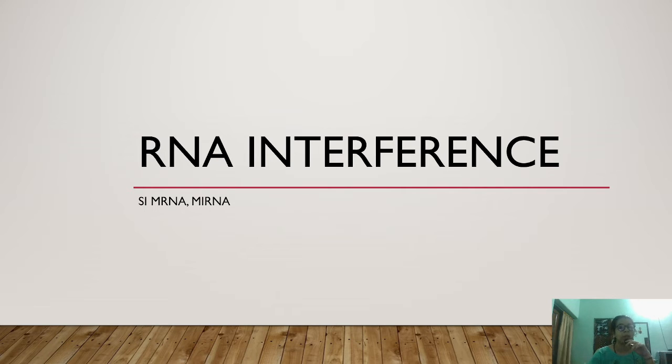You can say that if there is any defective gene in our body, in order to prevent or to stop its activity, this RNA is used. These are the other types of RNA. What are they, what is their process, and all that we will be discussing in this part of the video. So let's begin.